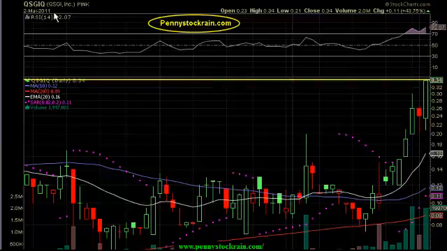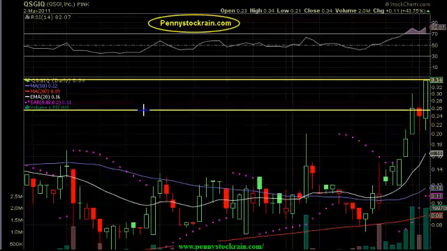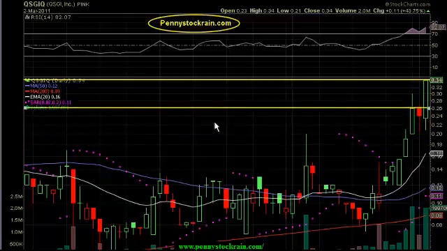If it does retrace at all, it should hit around this particular area because that is support. Notice how it tried to buck above that, then came back down, tried to buck above it again, and for the third time it finally broke out, and that's why we had that 43% increase on the day right there.